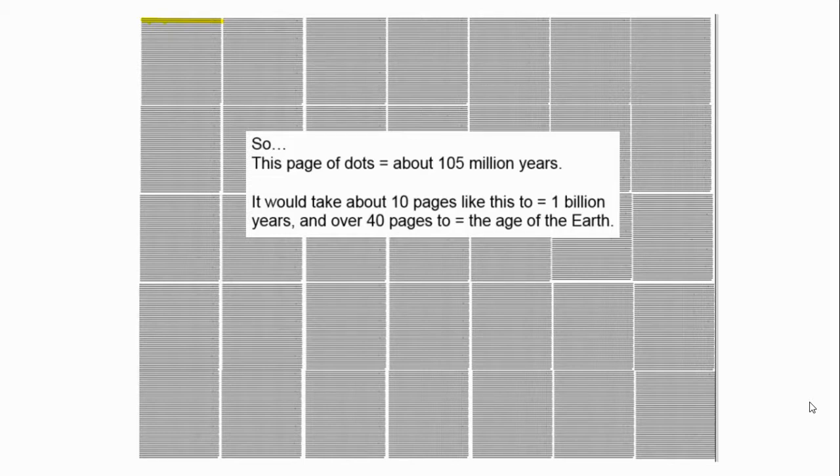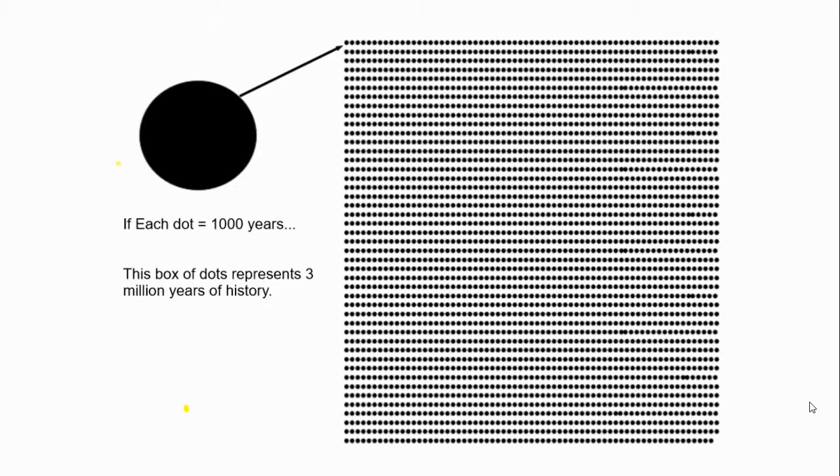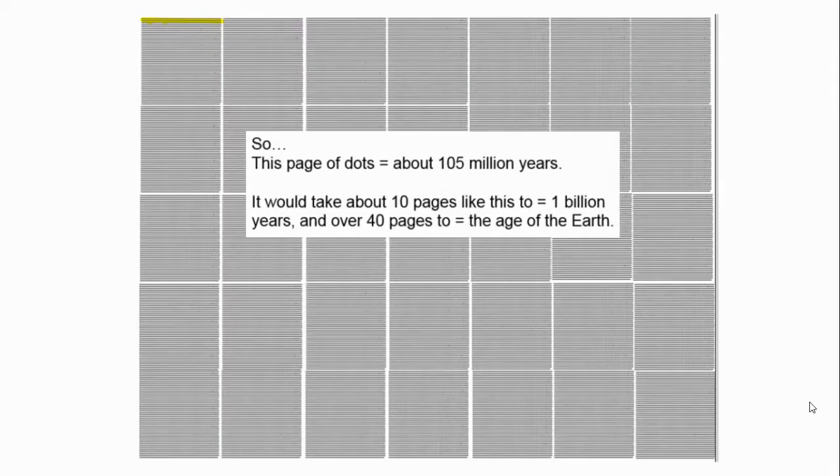But the Earth has been around for over 4 billion years. So you'd have to have 40 pages like this, which is 35 pages of this. You can multiply out how many pages of this shot would equal the age of the Earth. But let's just stick with a lot, right? It's almost mind-boggling how long the Earth has been around.